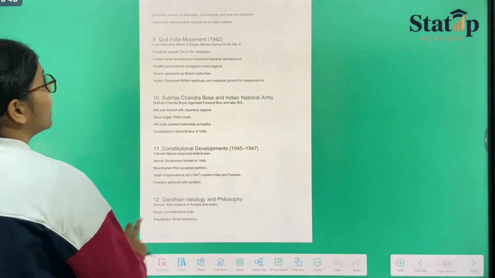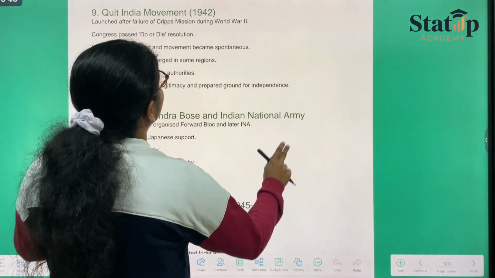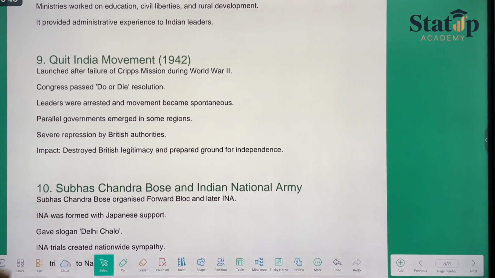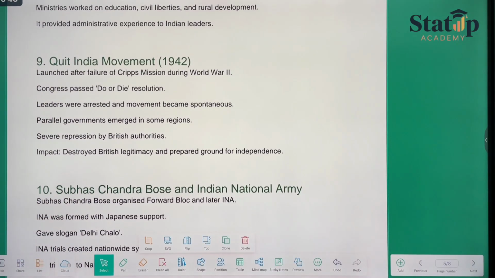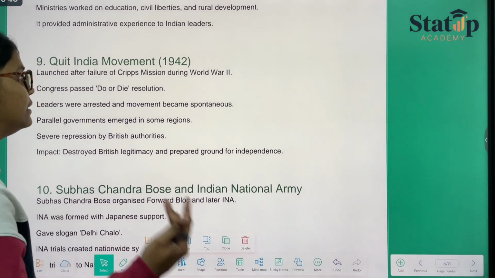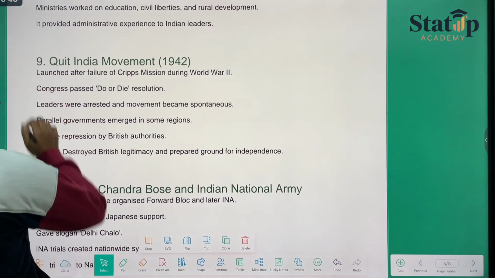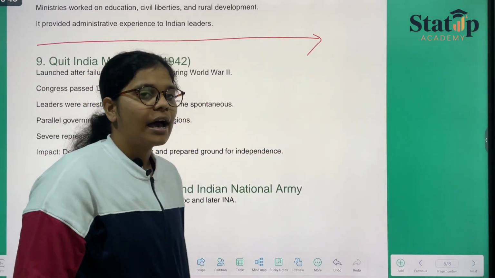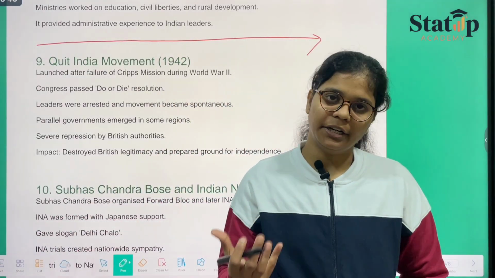Ministries worked on education, civil liberties, and rural development. It provided administrative experience to the Indian leaders. So that's how the Government of India Act actually worked in India and in favor of the Indian public.